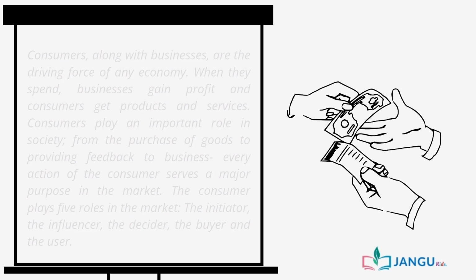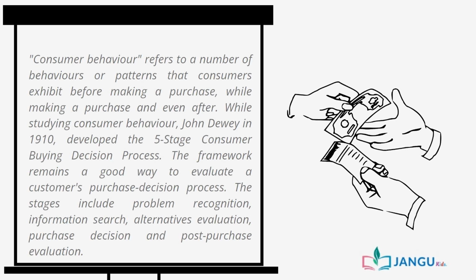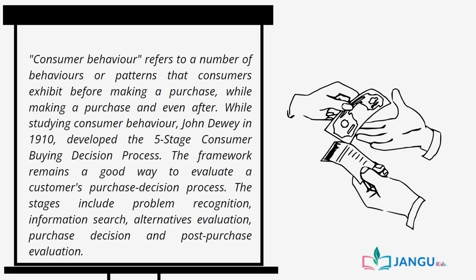Consumer behavior refers to a number of behaviors or patterns that consumer exhibits before making a purchase, while making a purchase, and even after. While studying consumer behavior, Johnny Dewey in 1910 developed 5-stage consumer buying decision process. The framework remains a good way to evaluate consumer purchase decision process. The stages include problem recognition, information search, alternatives evaluation, purchase decision, and post-purchase evaluation.